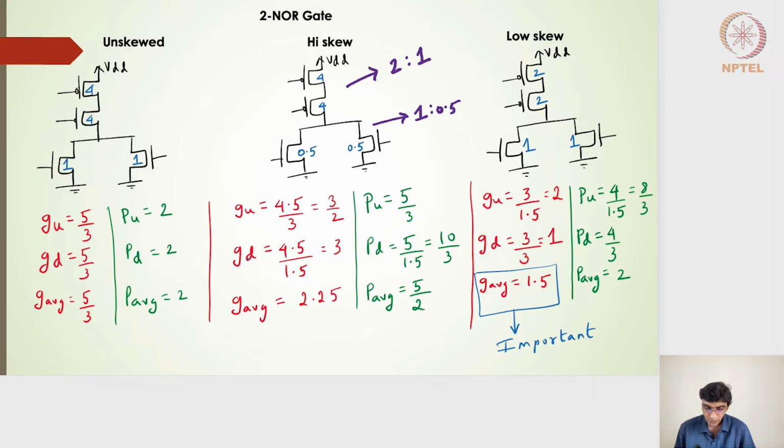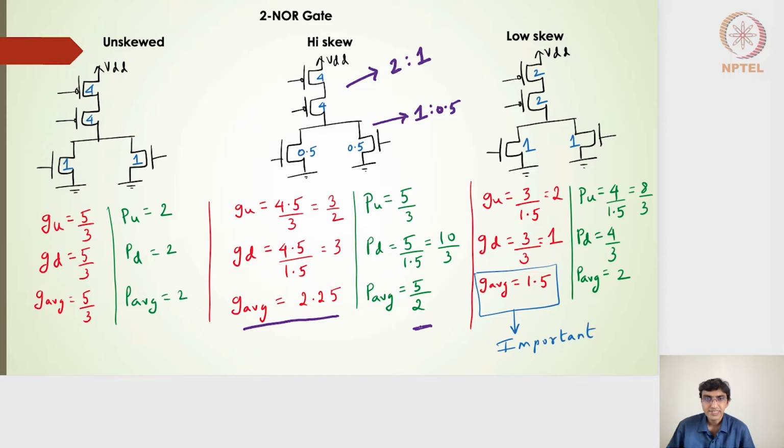Hope this is clear. For the logical effort for the output going down, it will be 4 plus 0.5 divided by 1 plus 0.5, which turns out to be 4.5 divided by 1.5. The parasitic for the going down output will be 4 plus 0.5 plus 0.5, so 5 divided by 1 plus 0.5. So it turns out to be 10 by 3. The average of g_u and g_d gives me the logical effort average 2.25. And the normalized parasitic average of 5 by 3 and 10 by 3 gives me 5 by 2.